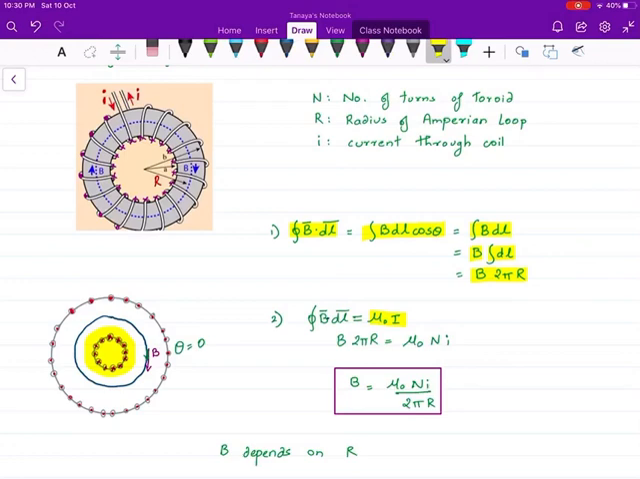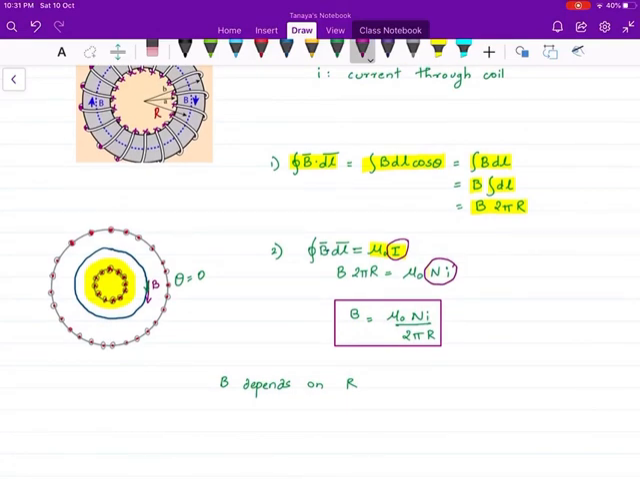So I can just write capital I, the current enclosed by this Amperian loop, as the number of turns into the current through each turn. So I get it as N i. I can replace this I by N i. So I get the equation for B: 2 pi R goes in the denominator, and I get B as mu naught N i upon 2 pi R.